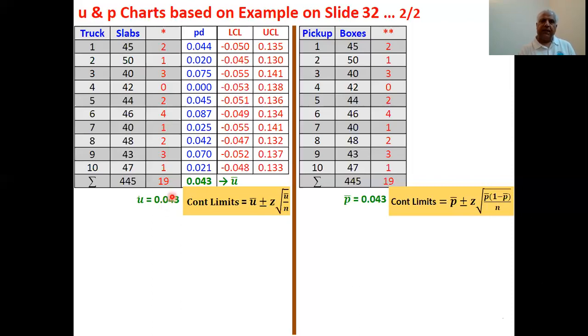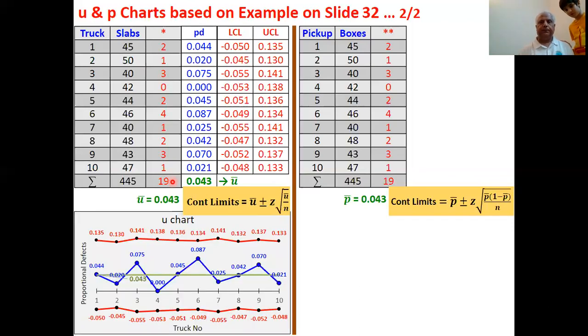So we have got the center line now. We have got the upper control limit and lower control limits here. And we have got the data to be plotted. So we are all set to plot the control chart. And this is what we do.